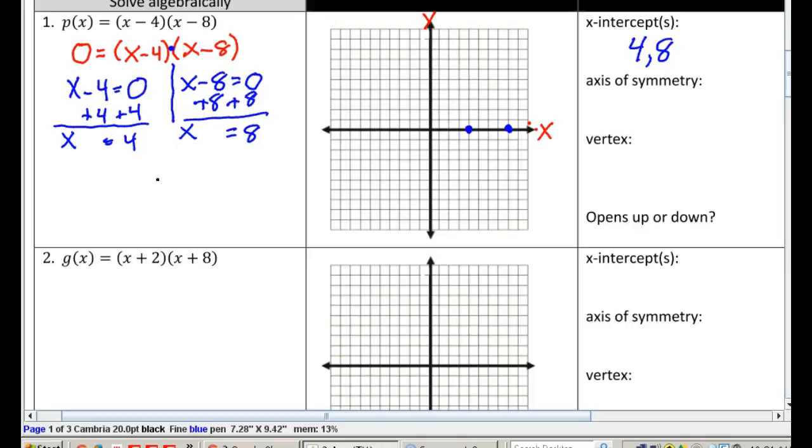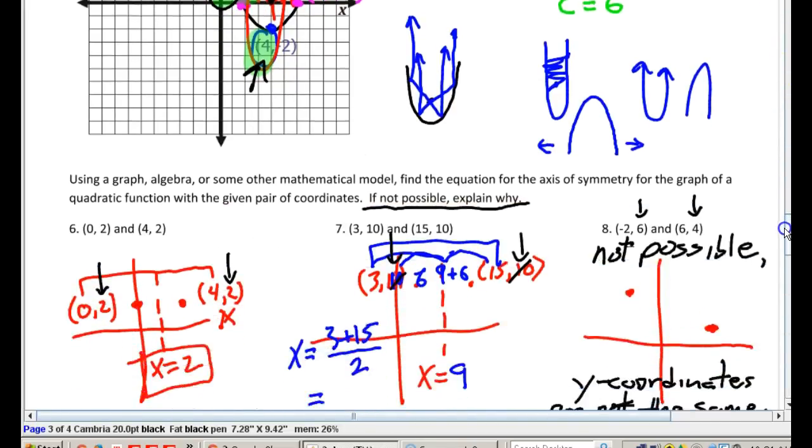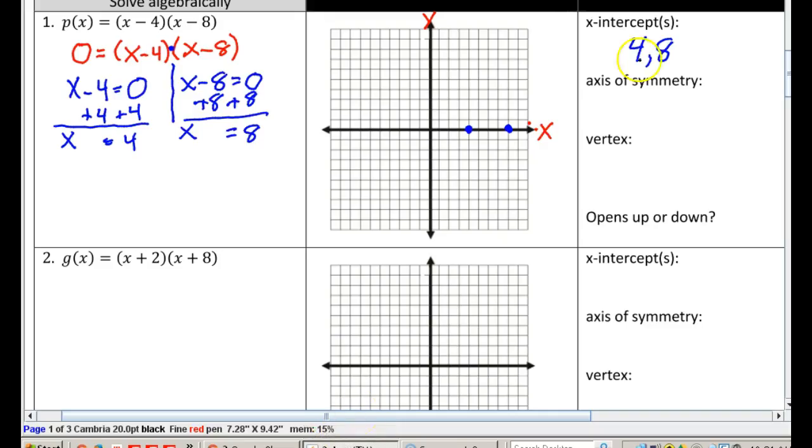Now, what's the axis of symmetry? Going back to our last homework, how did we find 4 again? Well, we look right in the middle of 2 and 6, which was 4. And then even down here we saw you can actually just add them together and divide by 2. That finds the middle as well. So let's use that idea. We can take 4 and we can take 8. 4 plus 8 divided by 2 equals 12 over 2, which is 6.